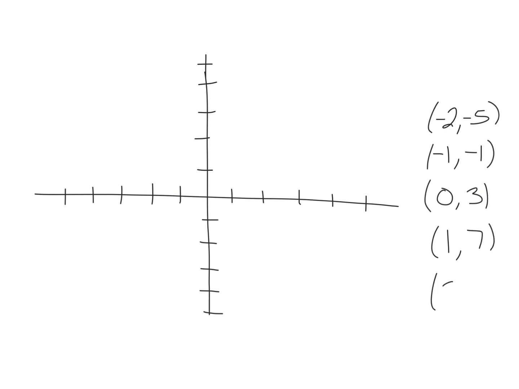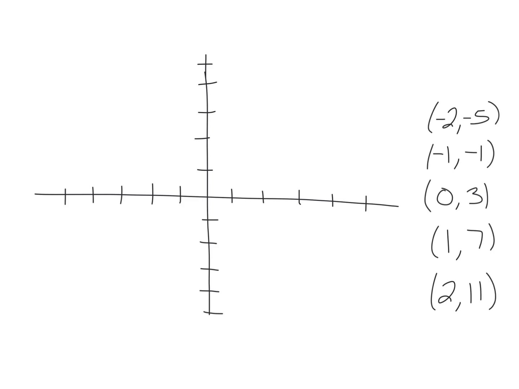Sorry. Someone tell me what my 5 ordered pairs were again, from top to bottom. Negative 2, negative 5. Negative 1, negative 1. What's next? 0 and 3. Thank you. What's next? 1 and 7. And then 2 and 11. My bad. Okay, good. Thank you.